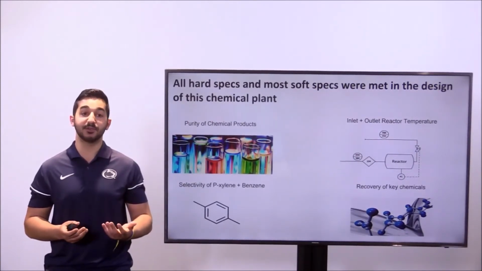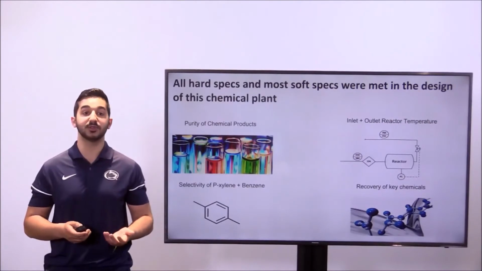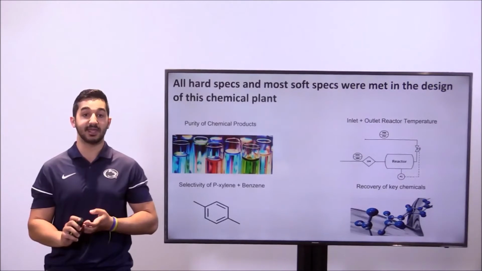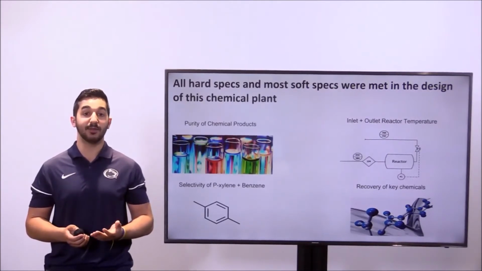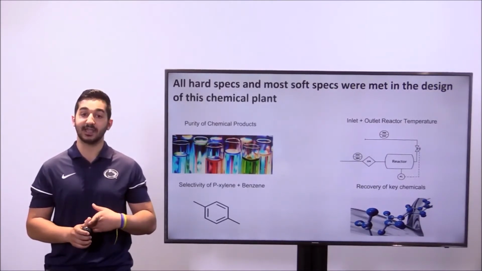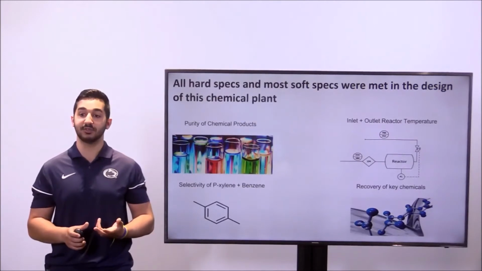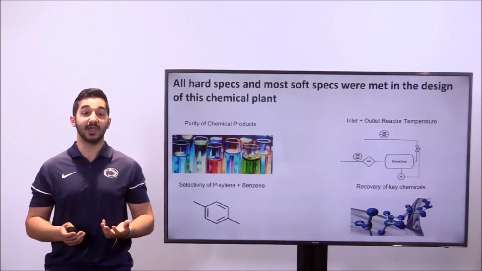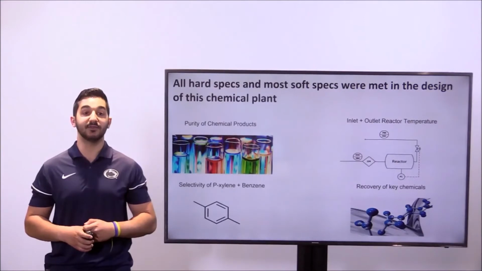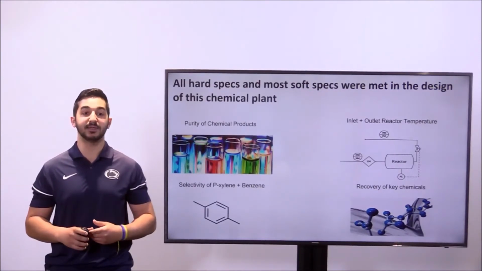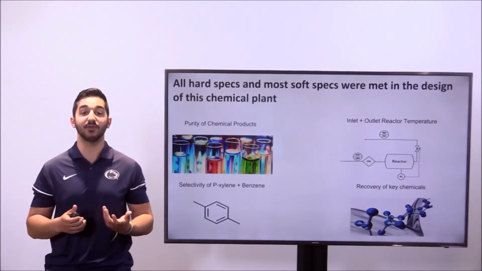The first one being the purity of the chemical products that we produced and ended up selling, which included xylene, benzene, and mixed xylene. The second hold spec that we were able to meet was the inlet and outlet reactor temperature, which included a 650 degree Fahrenheit inlet temperature, which came out of the reactor at 700 degrees Fahrenheit. The third spec that we met was the selectivity of p-xylene and benzene, in which these selectivities were taken into consideration in order to optimize the amount of product that we were able to recover and sell.